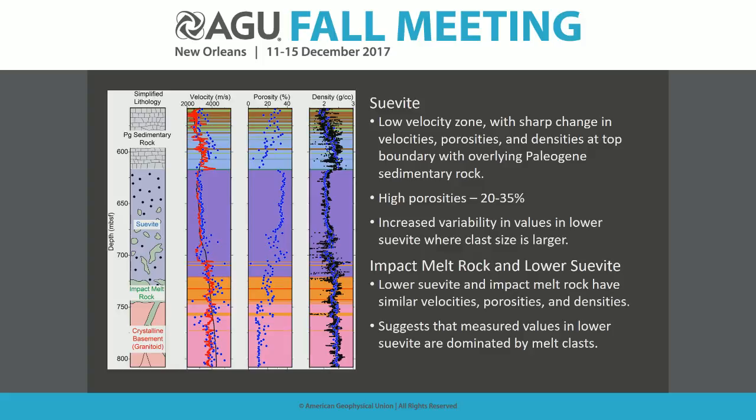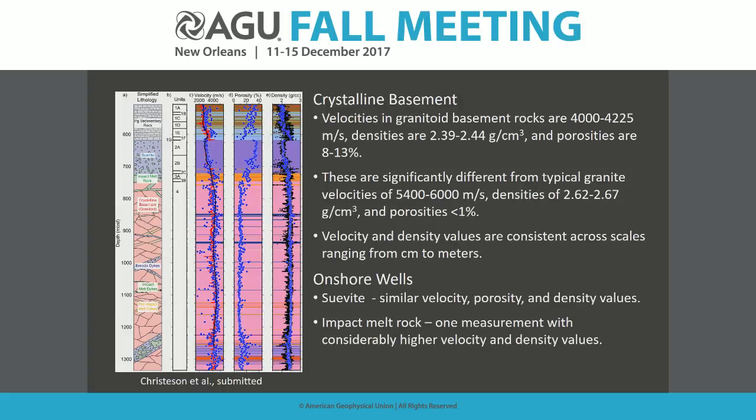So let's move down to the granite. And what we see in the granite is that compared to normal granite, everything is quite unusual. Typical granite will have velocities of 5,400 to 6,000 meters per second. We are getting 4,000 to 4,200.